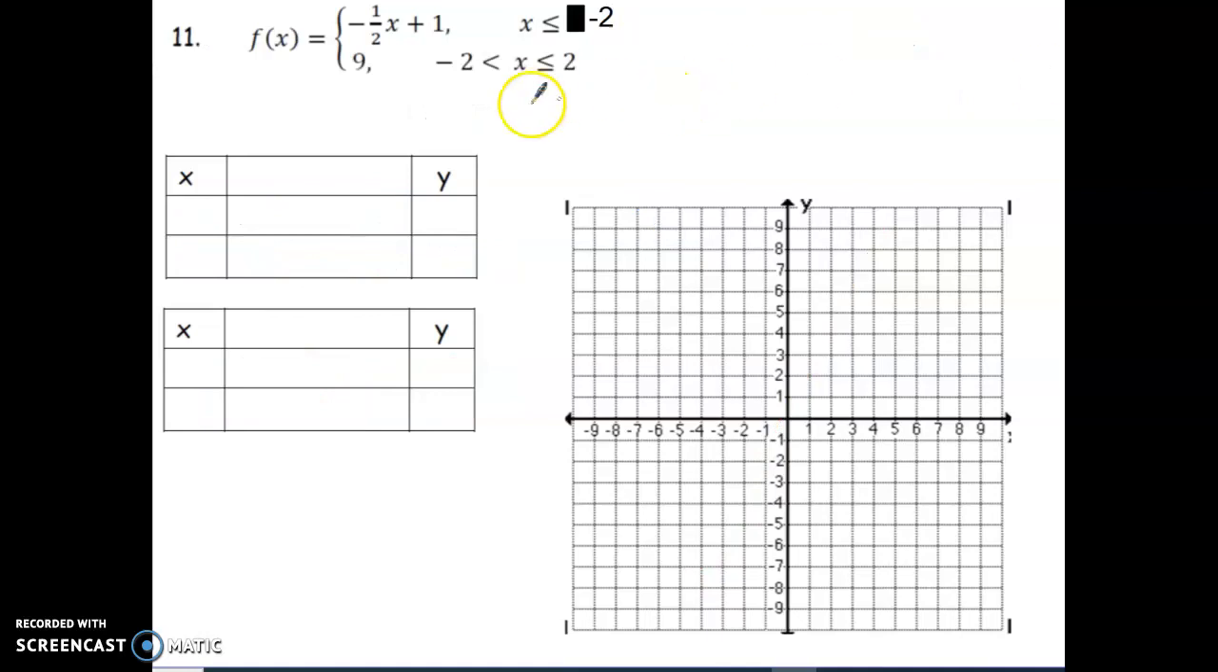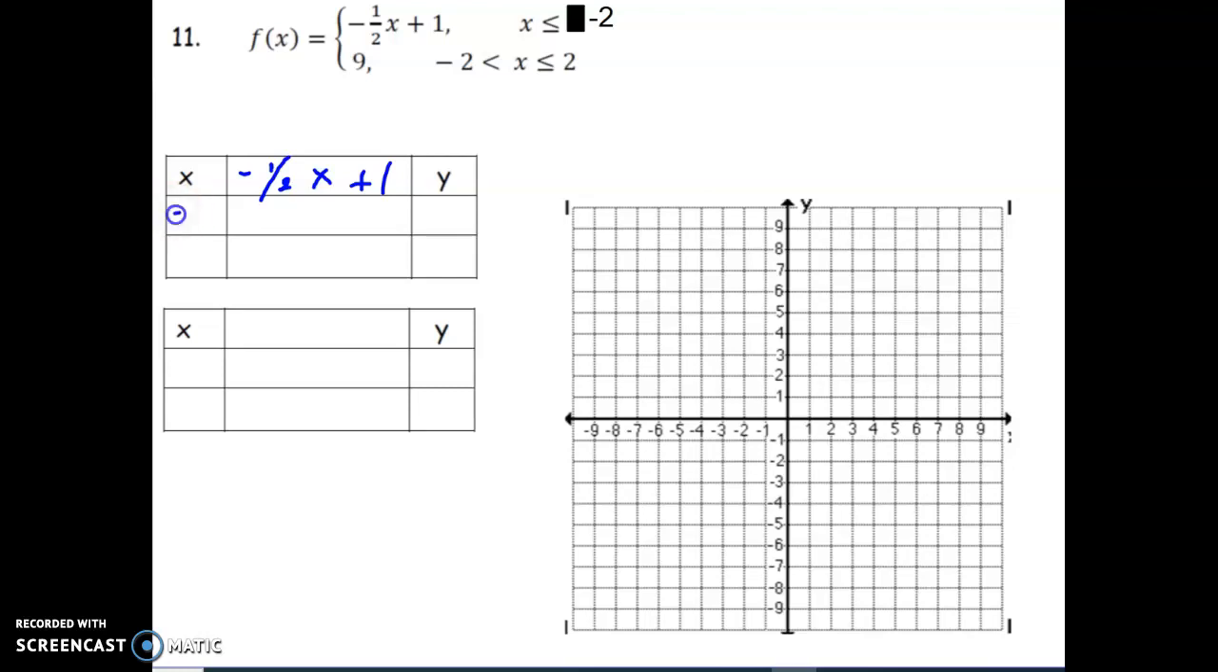Okay, let's try this one. In this case, there was a misprint, so I need you to put the 2 that was right here, I need you to put a negative in front of it. So this is going to be x is less than or equal to -2. Please make that change on your notes. Okay, let's see. My top function here is going to be -1/2 x plus 1. All right, what x values do you think I should choose?